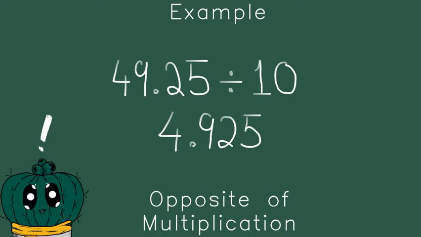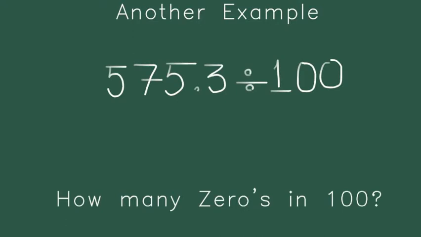When we were doing the multiplication we were moving right, and now because we're doing division we are going to be moving left. Okay, let's look at another example.